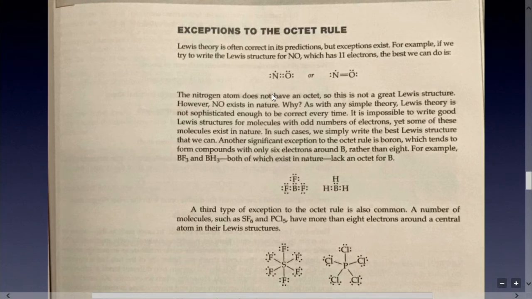So what's happening? Well, it just doesn't have an octet. This literally is legit. This is how the structure looks. This is actually what it looks like. And so it does exist. And why? Again, Lewis theory is not quite sophisticated enough to describe everything that's going on here. We have to remember that these electrons are actually not even particles. They're like waves. And so this stuff gets way deeper than we are trying to talk about it here.